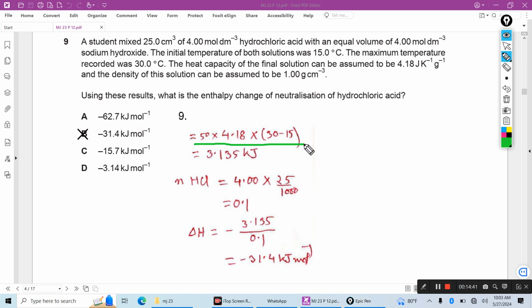First mc delta T. M is 50, why? 25 centimeter cube of hydrochloric acid plus an equal volume of sodium hydroxide, that means total volume will be 50 centimeter cube. You know 1 centimeter cube equals 1 gram, so 50 centimeter cube will be 50 gram. 4.18 is the specific heat capacity. Change in temperature is final temperature minus initial temperature, you get this value. Then n means number of moles of hydrochloric acid, concentration times volume, 0.1 mole. So enthalpy change per mole will be energy transferred divided by 0.1, and this value will be negative because temperature rises. That's why this reaction is an exothermic reaction.